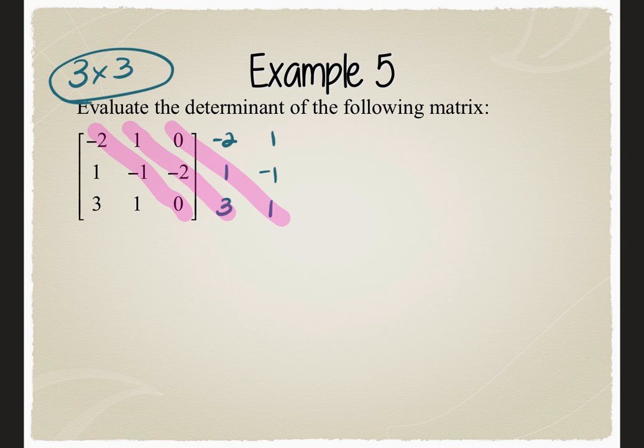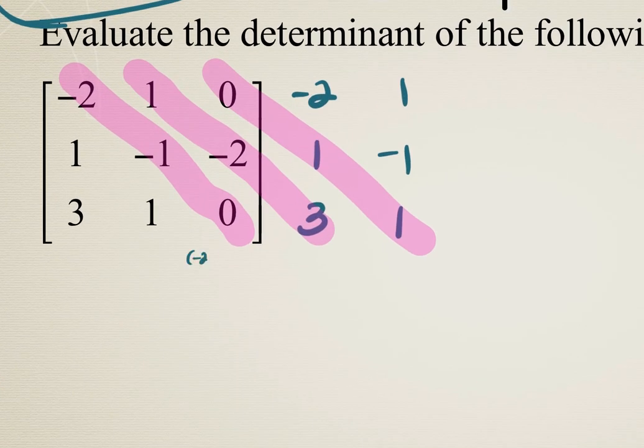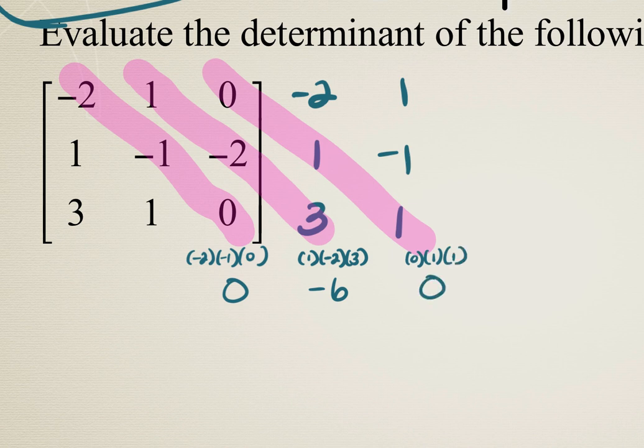So negative 2 times negative 1 times 0, which is 0. Then I do the next one. 1 times negative 2 times 3, negative 6. Then I do the next one, 0, 1, 1. The zeros in these things are like little pots of gold.